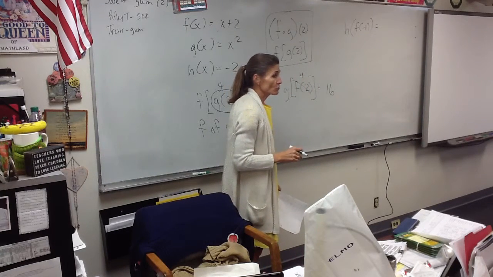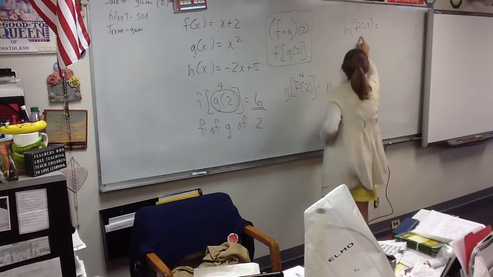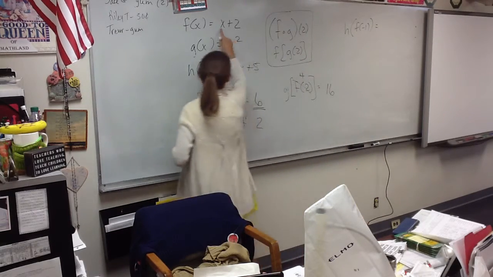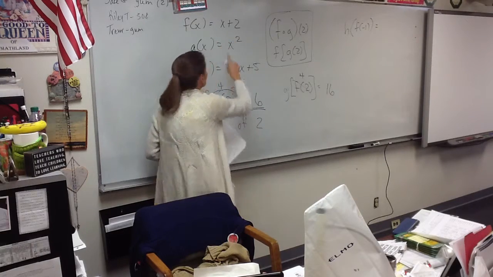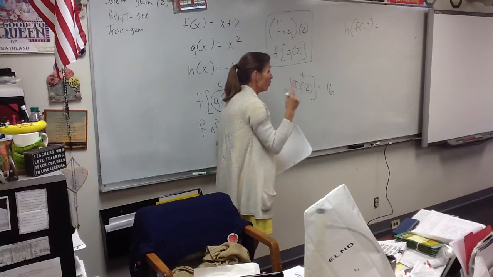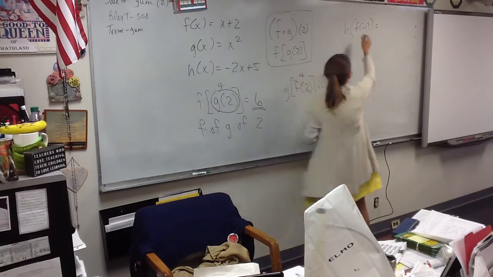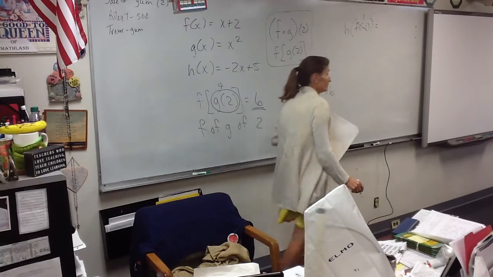What do I do first? Which function do I start with? F. So what is f of negative 1? F of negative 1 would be 1. It's negative 1 plus 2. That's 1. So this is just 1.